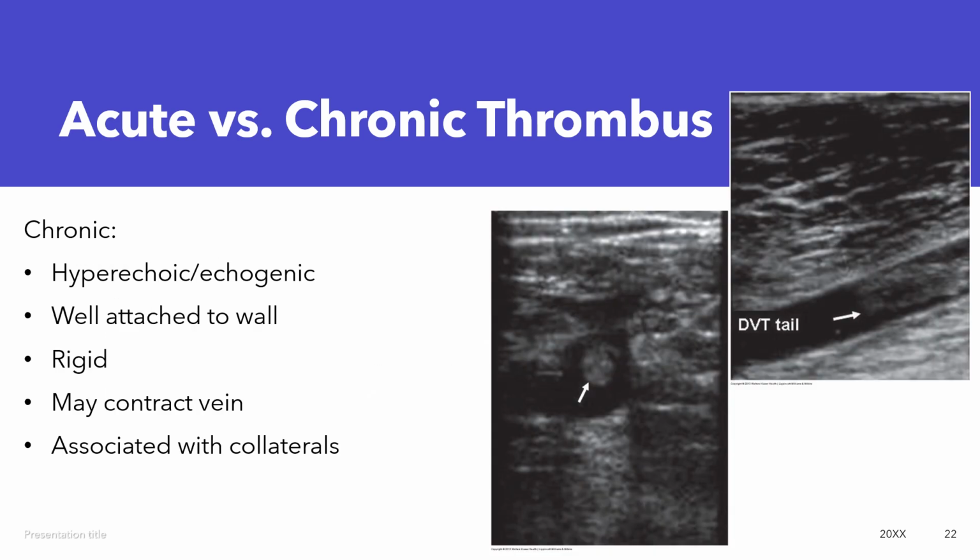Now, chronic clots are kind of going to be the opposite here. So they're going to be definitely more hyperechoic to echogenic, and even can sometimes have a mixed appearance. They're well attached to the vessel wall, so the likelihood of these embolizing is much lower. They're more rigid, so with these you're typically not going to get so much spongy compression where you can partially compress the vessel. It's going to be very rigid and keep that vessel dilated.